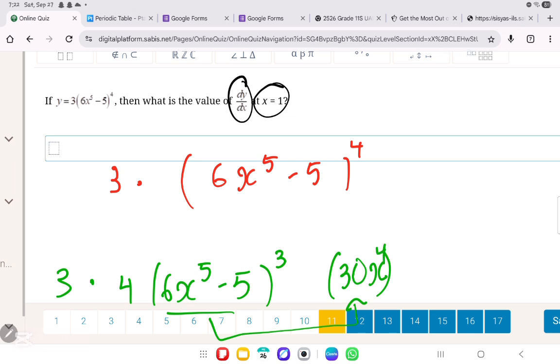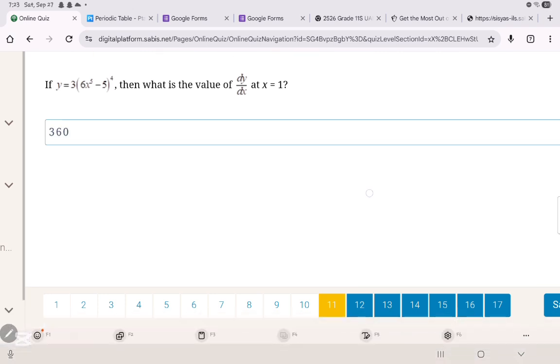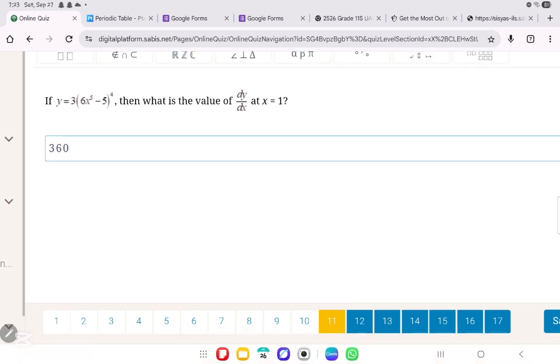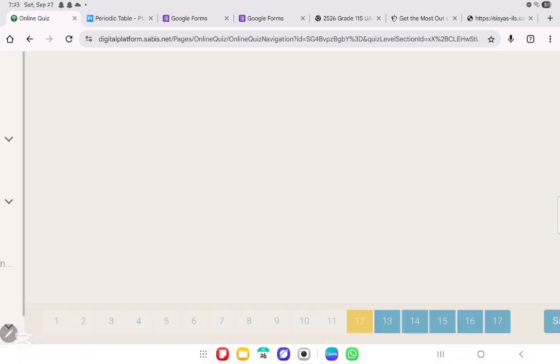So it's going to be 3 times 4, open bracket, 6 times 1 to the power of 5 minus 5, all of this to the power of 3, open brackets, 30 times 1 to the power of 4. And we will get our answer, which is 360. I think this quiz is easier than last week since we practiced it a lot and we know how to do it. Okay, perfect. We'll move on to question number 12.